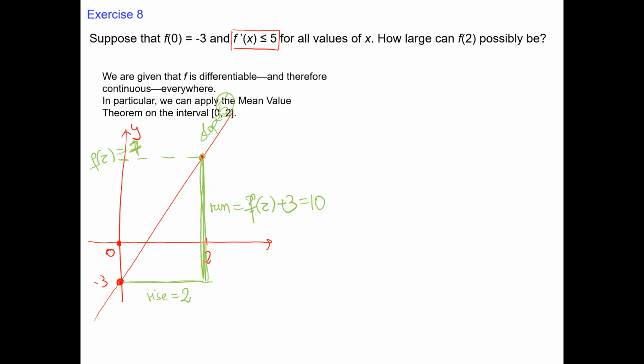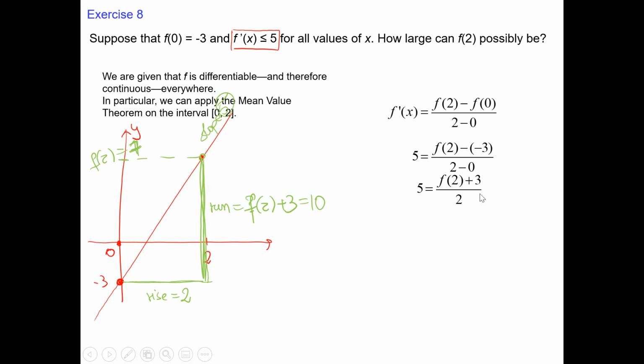But let's see. We are given that f is differentiable because the derivative exists, therefore it is continuous everywhere. In particular, we can apply the mean value theorem on the interval from 0 to 2. I started with the theorem: f of 2 minus f of 0, over 2 minus 0, equals f prime of c, but I can use x. I pick the derivative 5, the largest value, and f of 0 is -3.